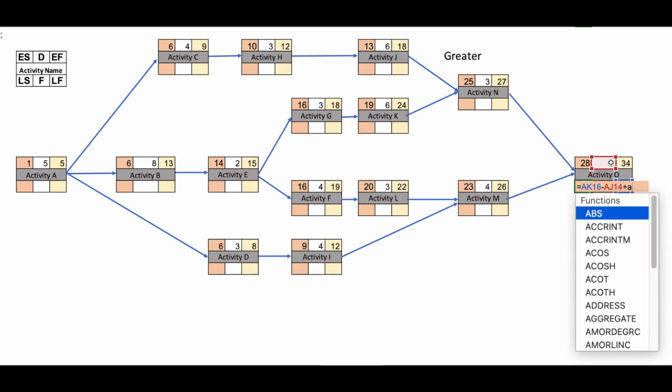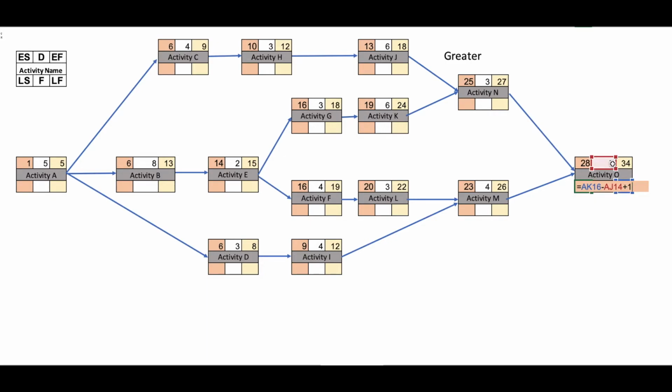So here again plus 1, plus 1. So this will become, let's see, should be 28. So this is activities on critical, so float should be 0. So float we can find out by late finish minus early finish, or late start minus early start, so it will be same 0.